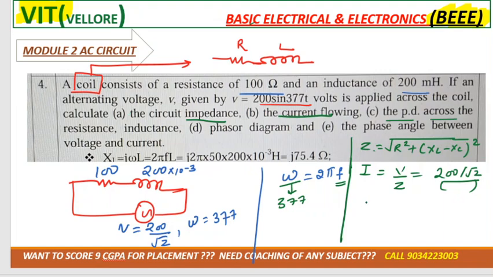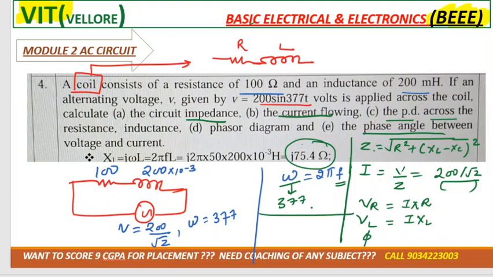Next they ask you to calculate potential difference, means VR. Here it is I into R, I you know, R you know. VL is I into XL, also they have given. Next you need to draw the phasor diagram, and then calculate the phase angle between voltage and current. Phase angle means phi, right? And cos phi is R by Z. R we know, Z we know.